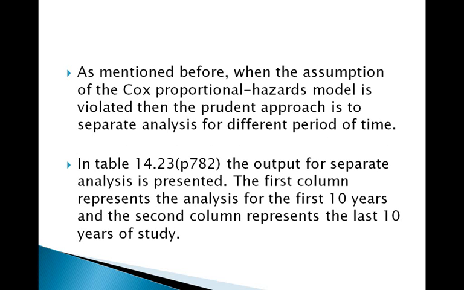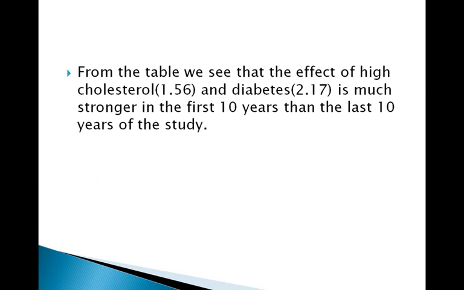Since we have now found that the Cox proportional hazards assumption is violated, we now need to show separate analysis for a different period of time. In table 14.23, we see the output for separate analysis presented, and the first column represents the analysis for the first 10 years, and the second column is the last 10 years.